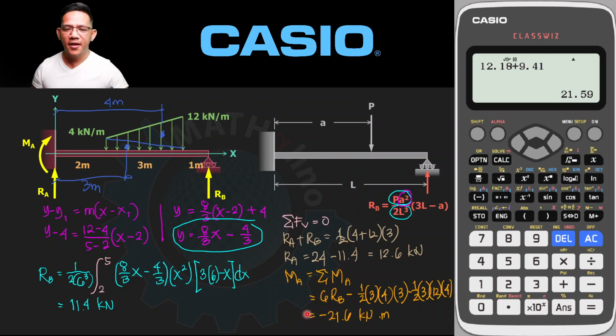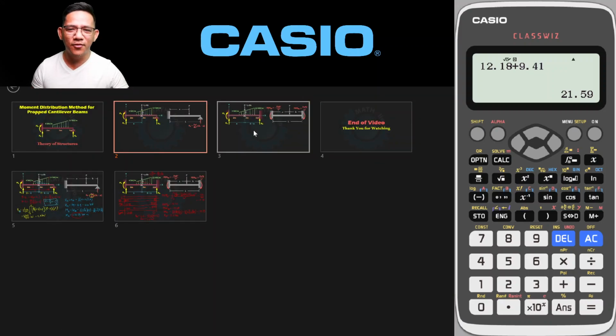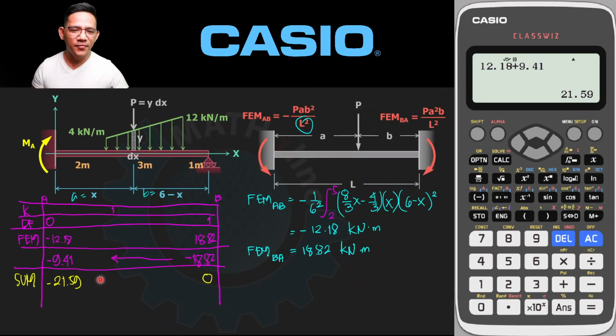Decimal 21.6. How about the reactions? The reactions. I pressed the wrong button here. 21.6, that is, they are correct. They are the same. 21.6 if we are going to round off this one. Then how about the reactions at A and B?